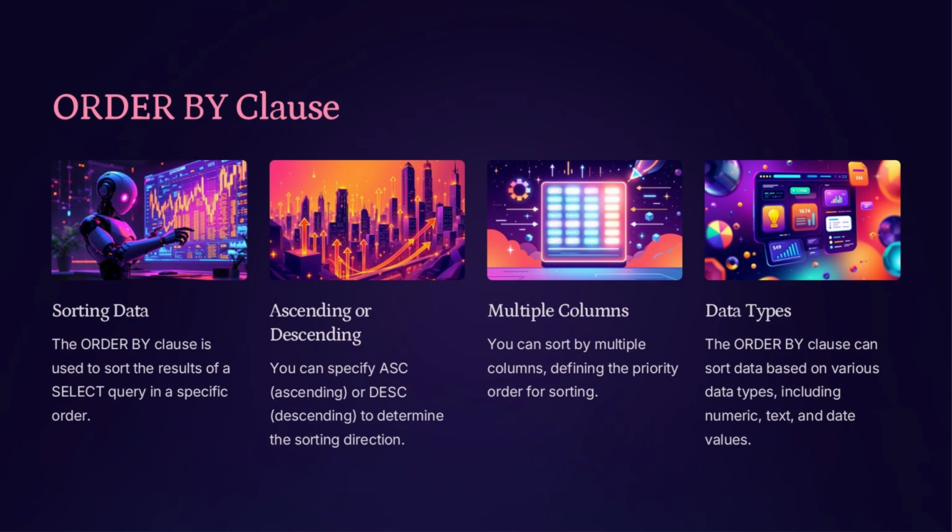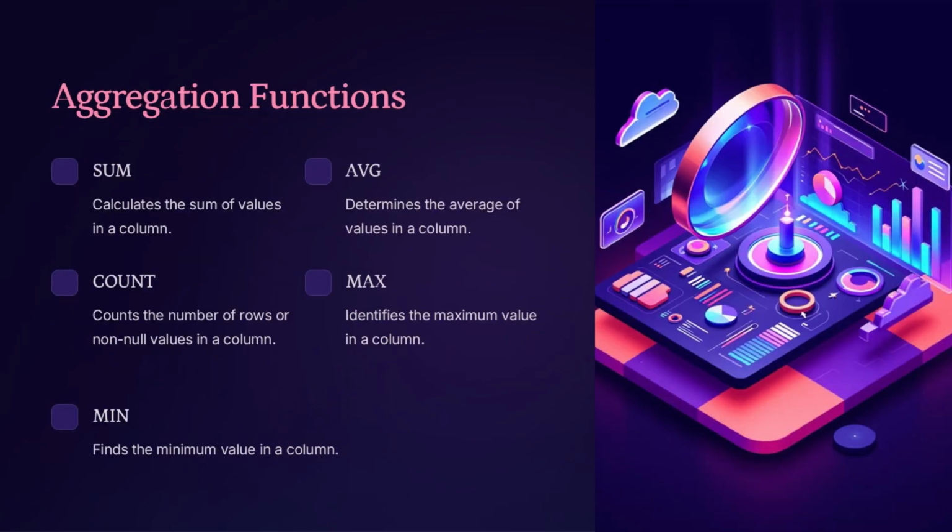The key aggregation functions we'll cover today are SUM, AVG, COUNT, MAX, and MIN. SUM calculates the total or sum of values in a column. This is useful for getting the overall total of a metric like sales or revenue. AVG determines the average or mean value for a column. This helps us understand the typical or central value in a dataset. COUNT simply counts the number of rows or non-null values in a column. This is a basic but important metric.